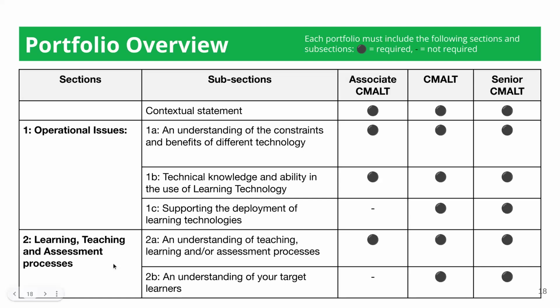Section 2 is all about learning, teaching and assessment processes. And again, everyone has to complete 2A, which is all about understanding of teaching, learning and or assessment processes. And then 2B, an understanding of your target learners, is not completed by Associate CMALT.